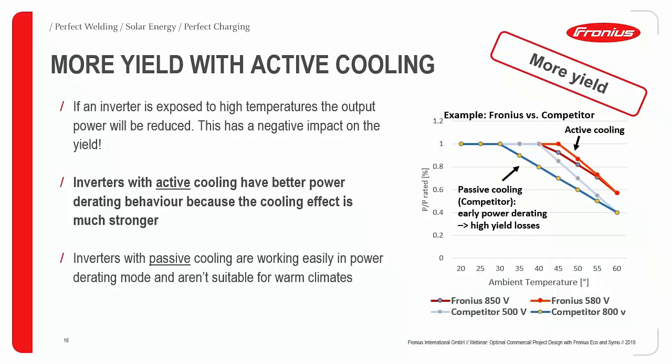As we know, high temperature is really bad for power electronics. In comparison, the Eco is still running, and it starts derating only after 45 degrees Celsius. So over the year, you can gain more yield, which means more money.